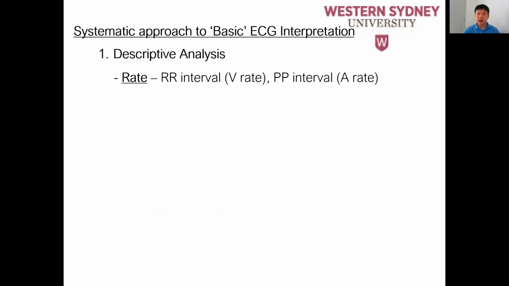So we'll start by looking through the steps of descriptive analysis. The first step I generally look at is the rate, what we were speaking about before, to calculate the heart rate. You can use the RR interval, which is the ventricular rate, and you can also use the PP interval, which is the atrial rate. If they are in sinus rhythm or irregular rhythm, usually they can be the same, but in some circumstances, such as complete heart block or second degree heart block, the RR interval and PP interval may not be the same.